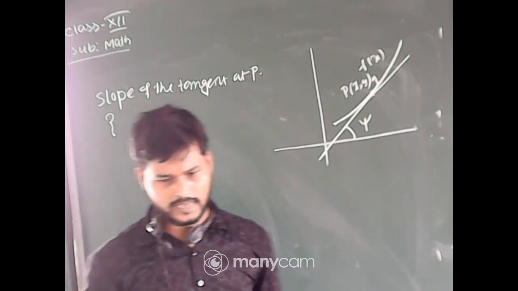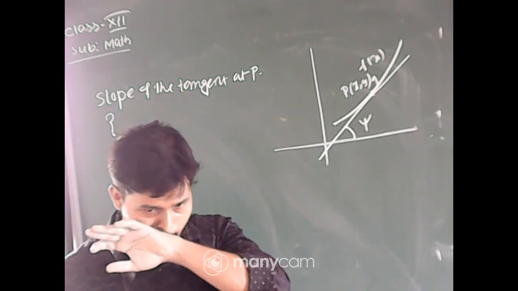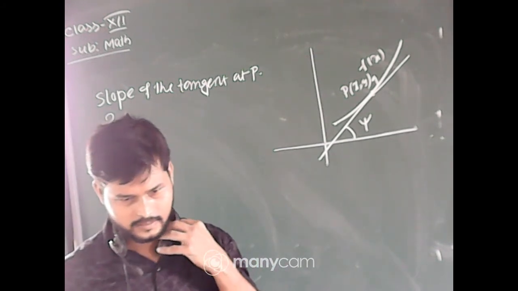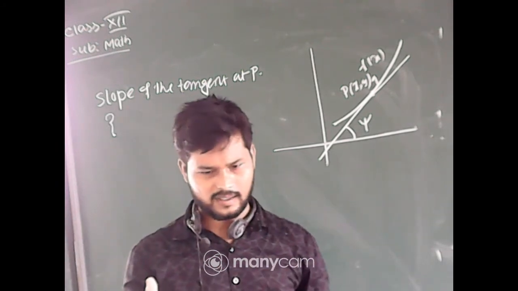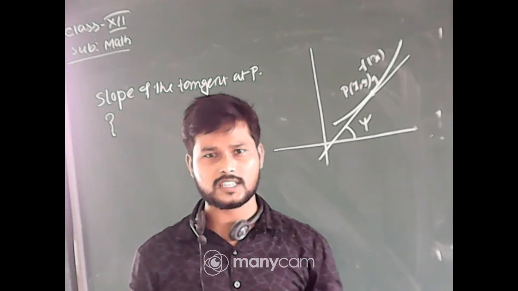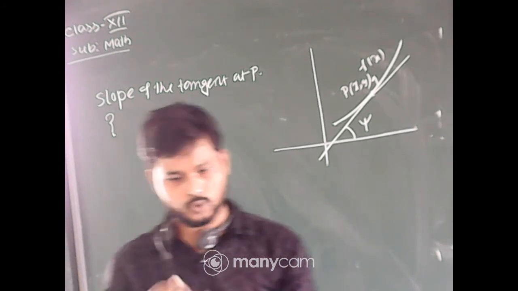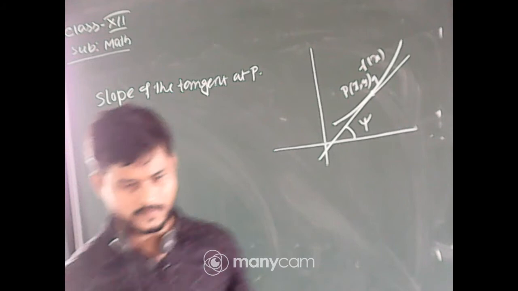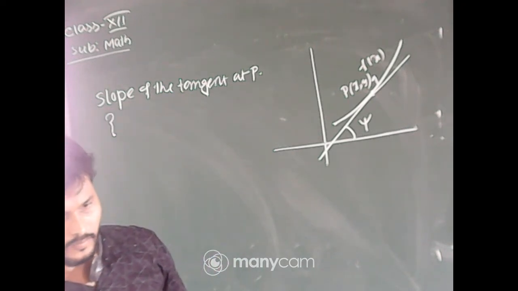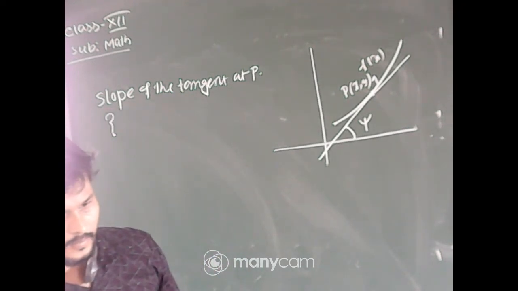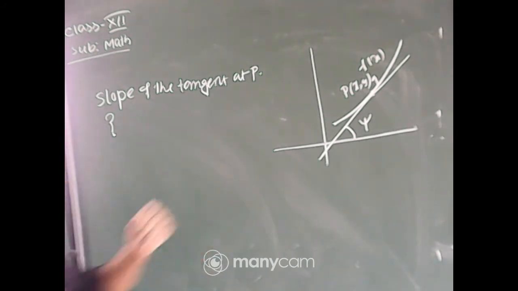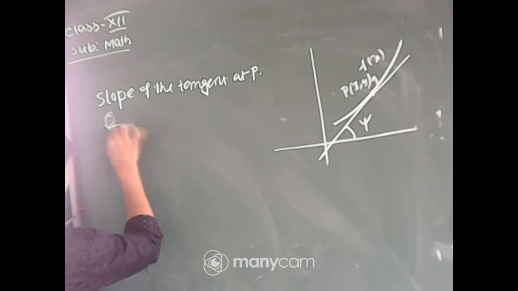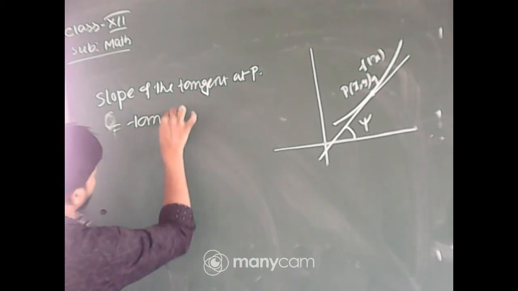So the slope of the line is, if a line makes an angle alpha with the positive direction of the x-axis, what will be the slope of that line? Yes, tan alpha, actually tan psi. So the slope of the line is tan psi.